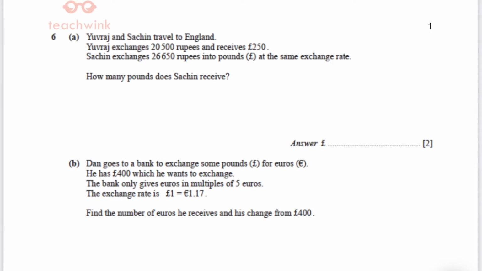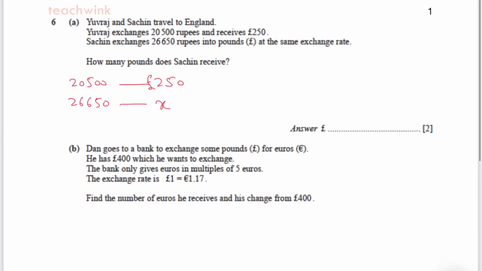Yuvraj exchanges 20,500 rupees and receives 250 pounds. Sachin exchanges 26,650 rupees into pounds at the same exchange rate. How many pounds does Sachin receive? So this is a fairly simple question. You use the unitary method formula, which is that if 20,500 is equal to 250 pounds, then 26,650 is equal to how much? So how do we calculate this?